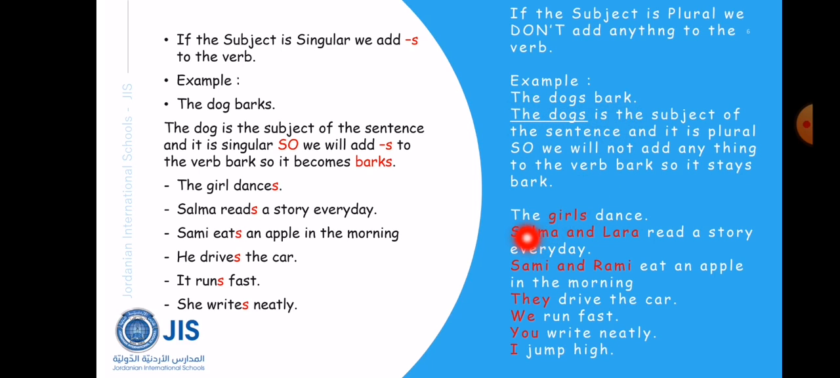Excellent. The girls dance. Where is the subject? Excellent. The girls is the subject of the sentence. Teacher, the subject, is it singular or plural? Do we have one girl or more than one girl? Amazing, we have more than one girl. So the girls dance. Do we add anything to the verb? No, we don't. We just stick to the verb as it is.